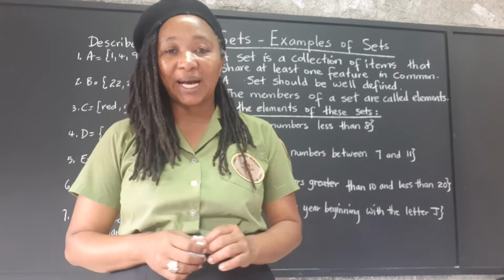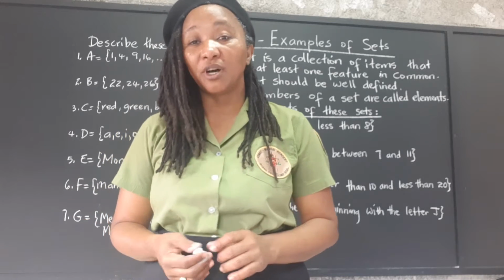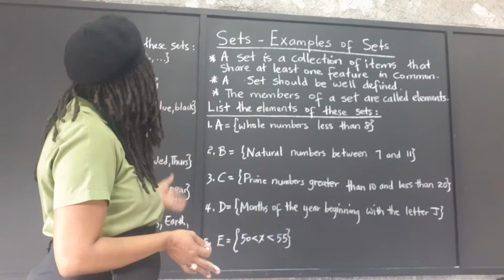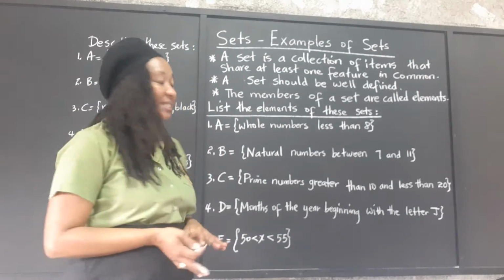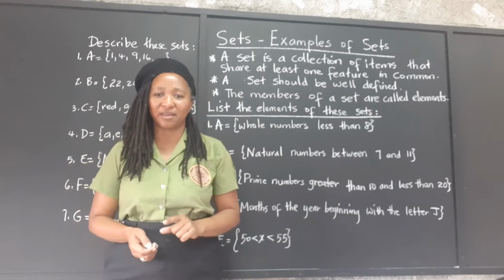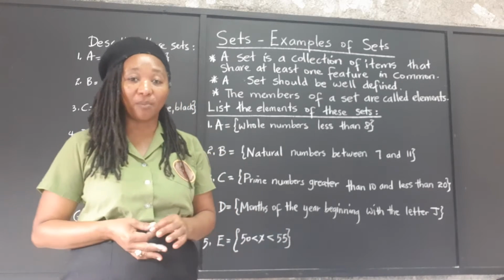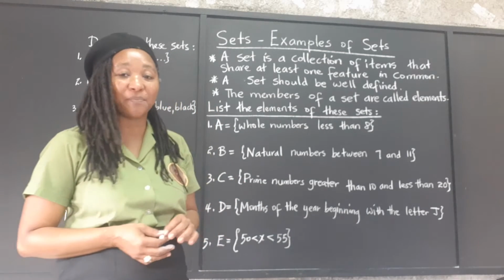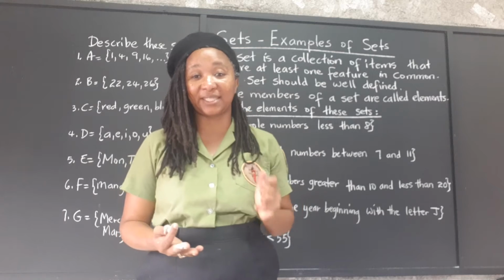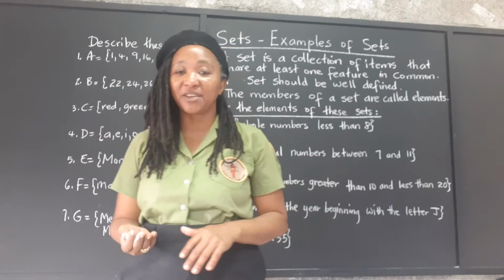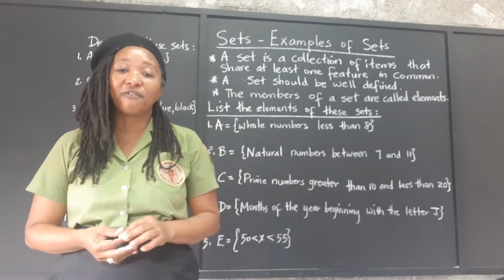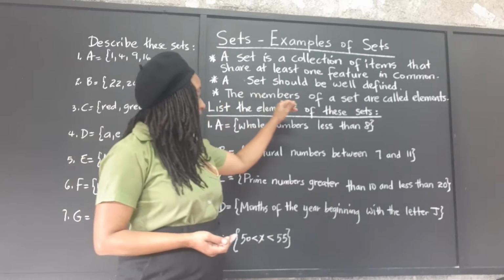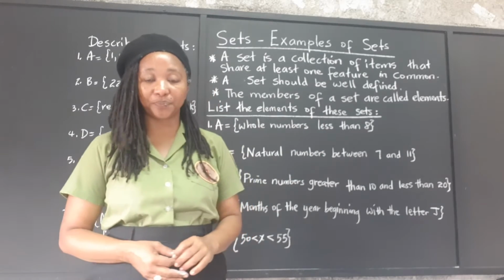So let us look at examples of sets. First, a definition. A set is a collection of items that share at least one thing, one feature in common. A set should be well defined. That means we should clearly state what is the criterion or what are the criteria for the members, the elements of the set. And the members of a set are called elements, right?